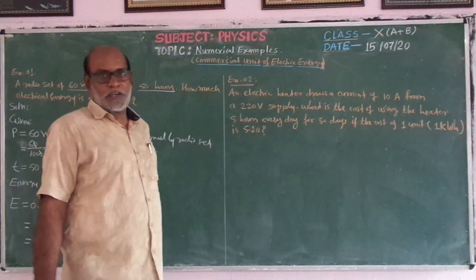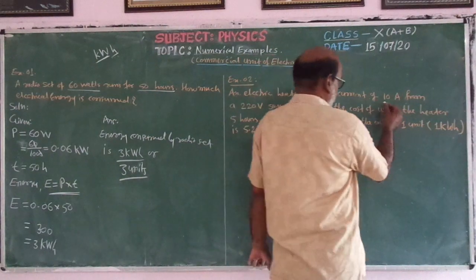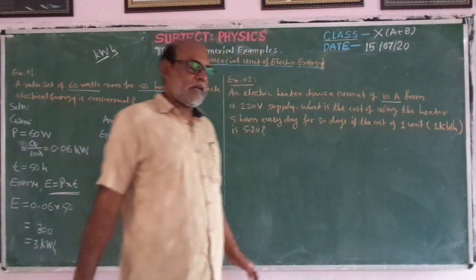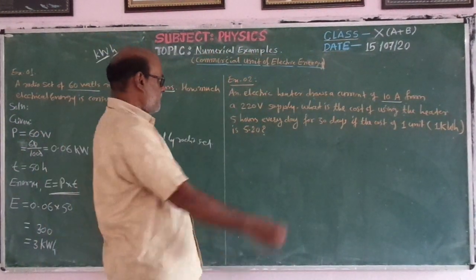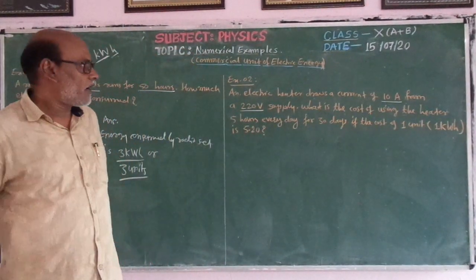Now we will see the second example. An electric heater draws a current of 10 ampere from a 220 volt supply.